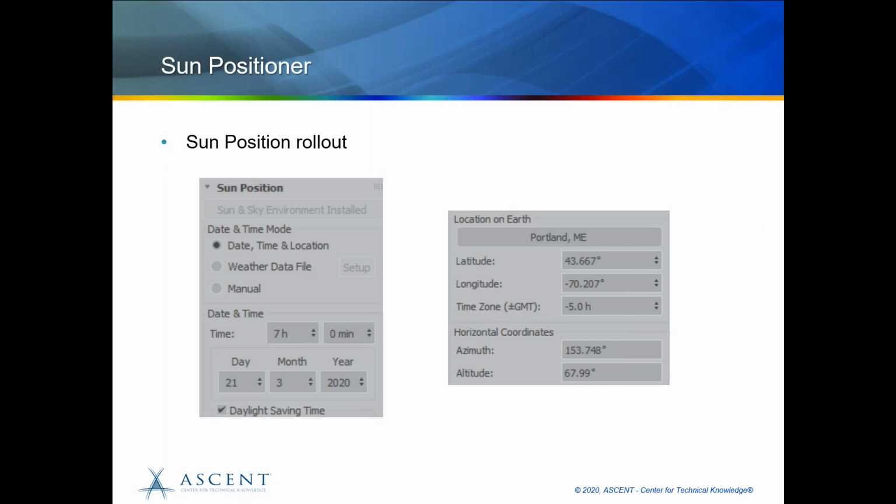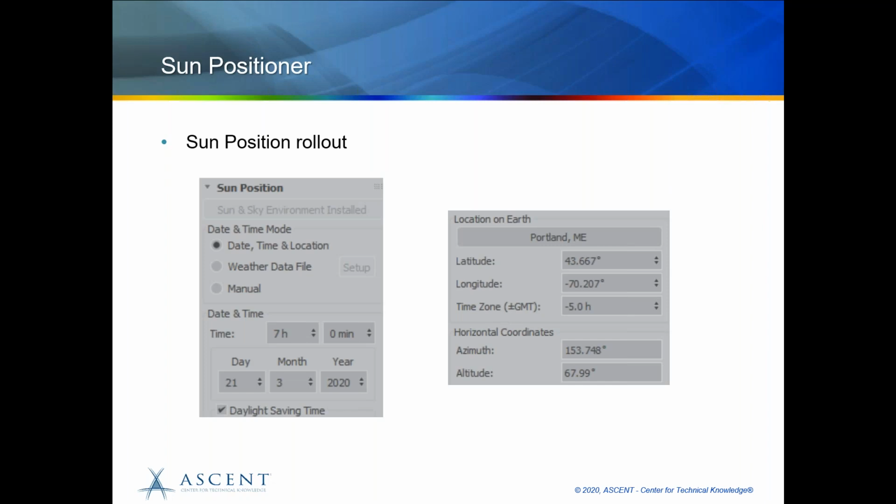If you have the exact latitude and longitude values of the location, you can also use them here, by giving the latitude and longitude values. Otherwise, all you have to do is go to where it says Portland here. When you click it, you will see the map, and on the map you can choose your location on Earth.